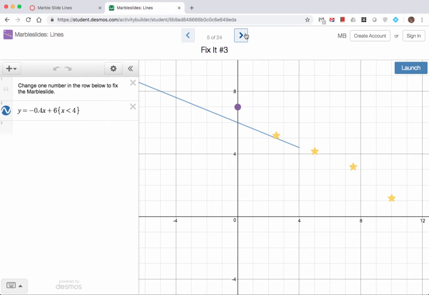So change one number here and below to fix the marble slide. Now, one of the things we're going to want to do is have line segments. We're not necessarily going to want our lines to go from negative infinity to positive infinity. So we're going to use the tool built into Desmos to restrict the domain of our particular functions. Notice, as it is right now, if I launch it, it's not long enough, and we missed the last 2 stars.